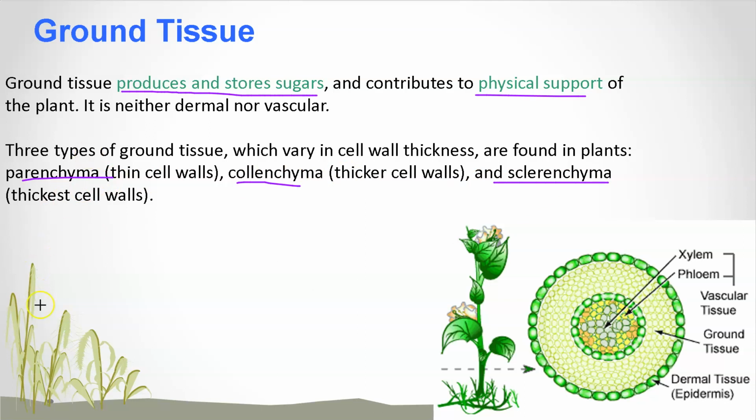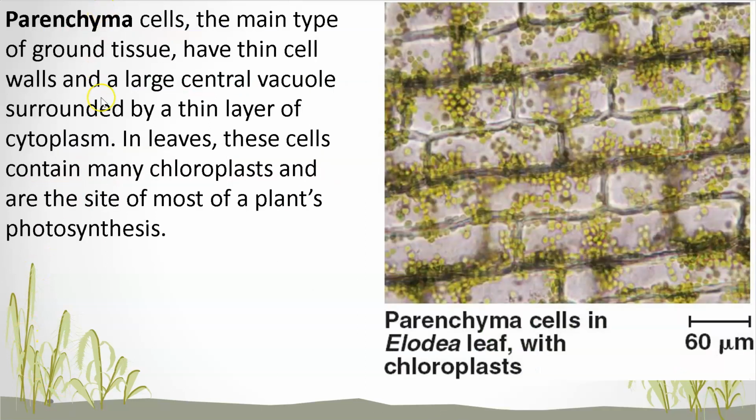So parenchyma is, let me change the slide. Okay, parenchyma cells are the main type of ground tissue. So that's the main type. They have a large central vacuole, and this is where many chloroplasts are found. This is a light microscope image of a leaf with chloroplasts. You can see there is parenchyma.